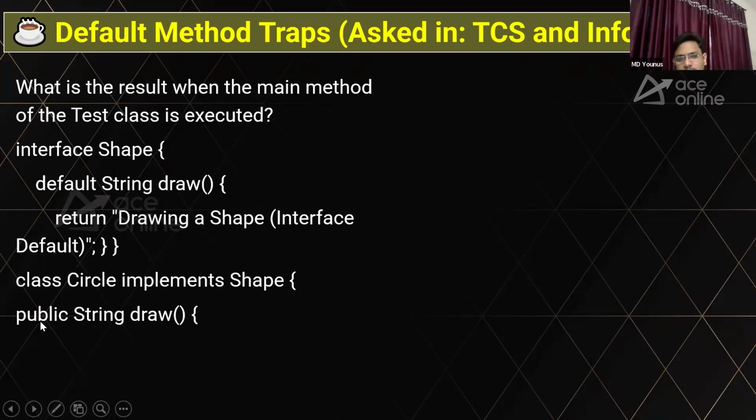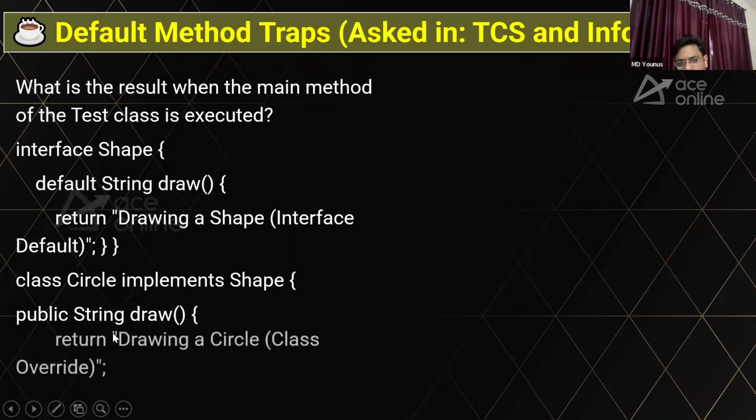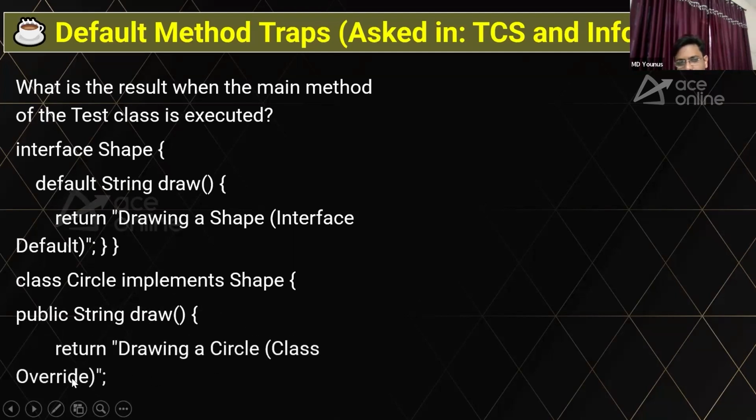But make sure you use public; no need to write the default keyword again. We use the default keyword only inside the interface for providing the implementation for default methods. Still, I override it here and return "drawing a circle class overrides". This is the interface default method, and this is overridden by the Circle class.